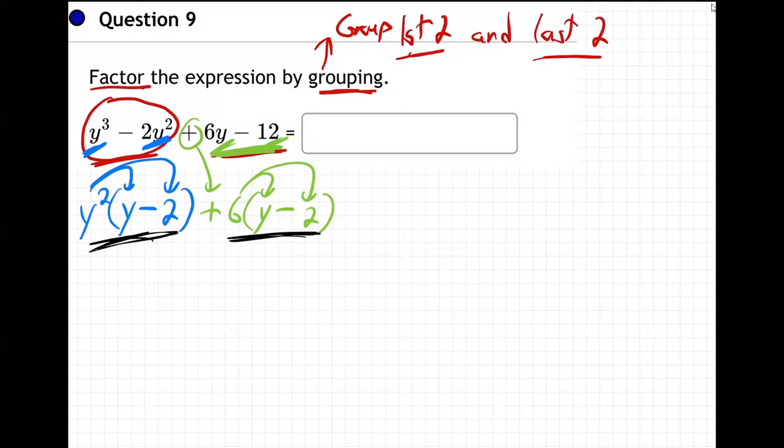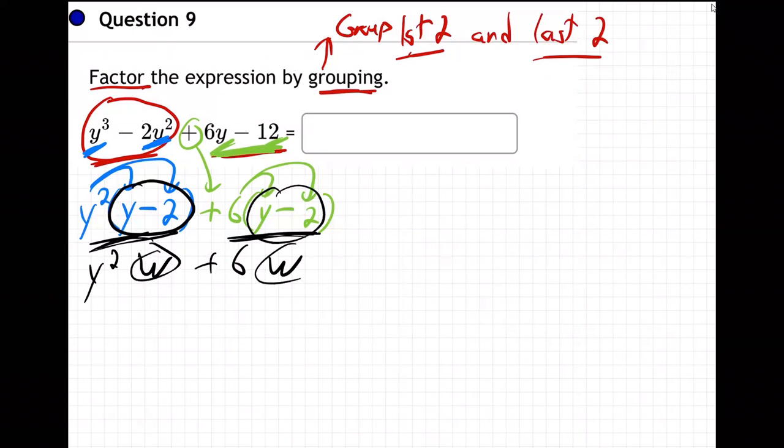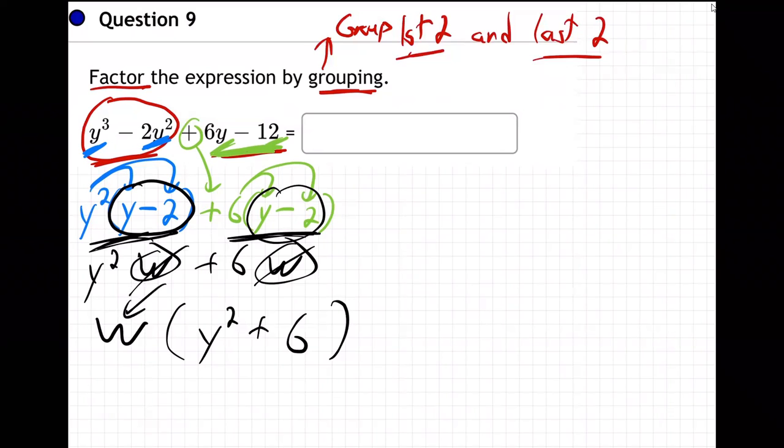what do they both share in common? Imagine if you had y squared w plus 6w. Imagine if this big old y minus 2 thing was a w, and this other y minus 2, being the same thing, was also a w. What would you do in that case? You would say, oh, well, they both have a w, right? Take the w out, and that would leave y squared. Remove the w, put it in the front, and what does that leave? Y squared and 6. That makes sense.